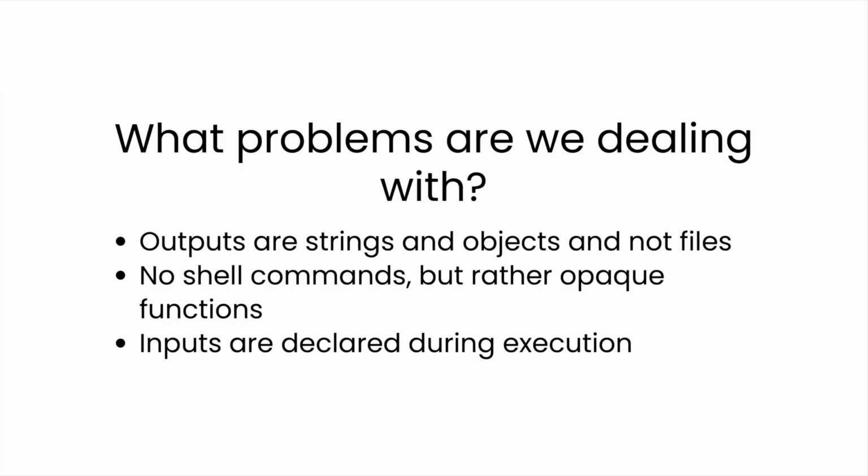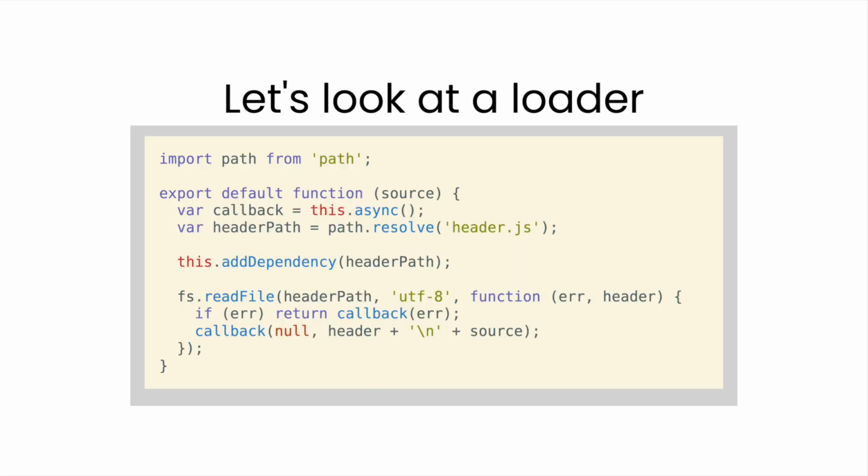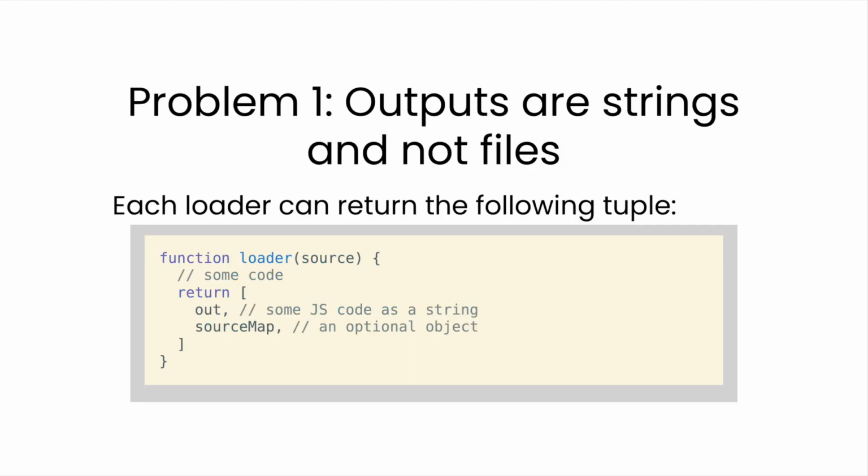But there are some problems with this approach. Outputs are strings and objects. They're not files. There are no shell commands involved, just opaque functions. So how do we cache that in a protocol that works around commands? And inputs are declared during execution, as you can see in the example in this case, this to that dependency. So if the two phases are mixed, it's really hard to have dependencies upfront.